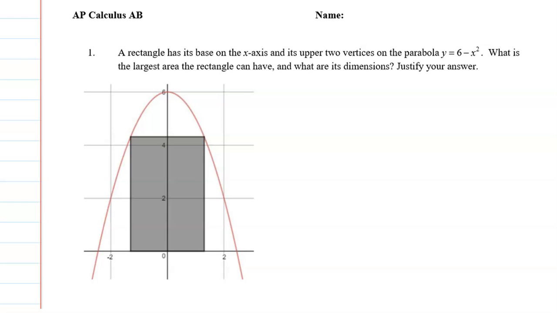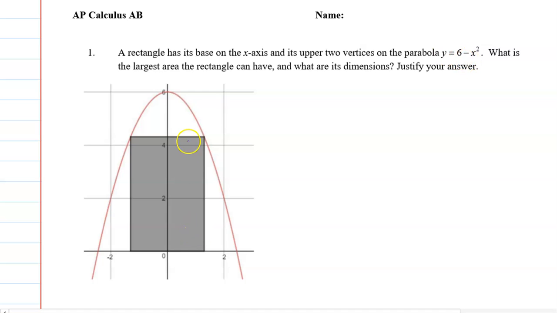Calc AB. So we have 3 problems to go through together. A rectangle has its base on the x-axis and its upper 2 vertices on the parabola 6 minus x squared. What is the largest area the rectangle can have and what are its dimensions? Justify your answer. So here's the visual of the rectangle fitting inside of the parabola 6 minus x squared.